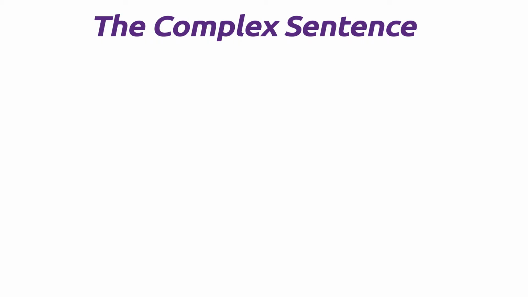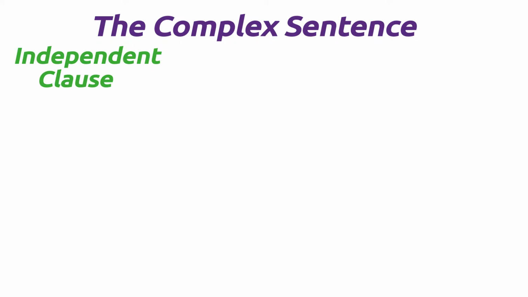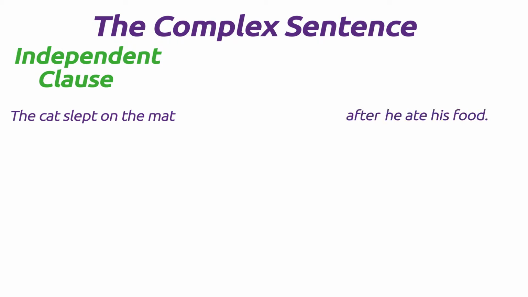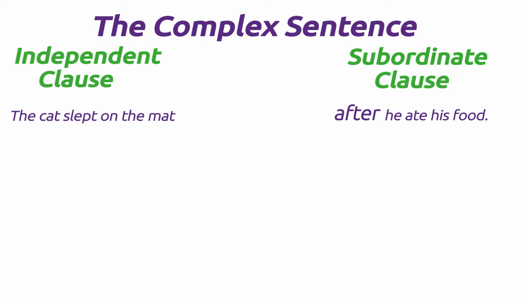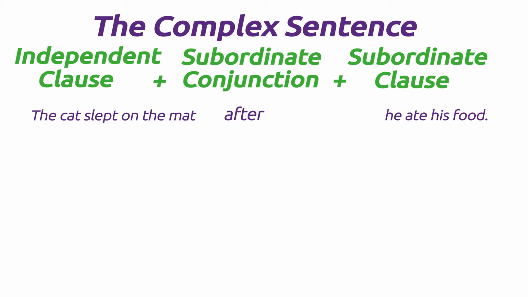So we have our simple sentence, our independent clause. The cat slept on the mat. We could add, after he ate his food. After he ate his food is called a subordinate clause. It wouldn't make much sense on its own. It has the word after in it, which implies that it's linked to something else. That's why it's called a subordinate clause. The word after is called a subordinate conjunction.